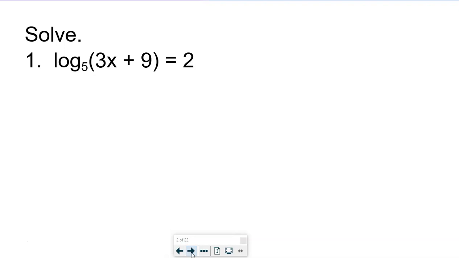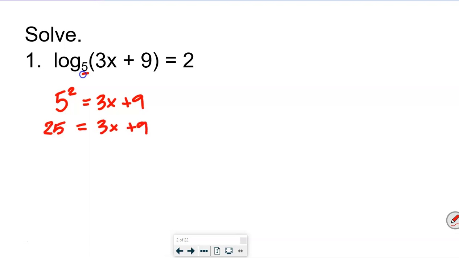So I can look at this and tell already that there's no way for me to solve this unless I change the form that it's in. So we're going to put it in exponential form. And remember, our base is our base, so this is going to be 5. What is on the other side of the equal sign is what we're going to take it to the power of. And then what we're taking the base of is what it's going to be equal to. So that's always our process, right? So this is going to be 25 equals 3x plus 9.